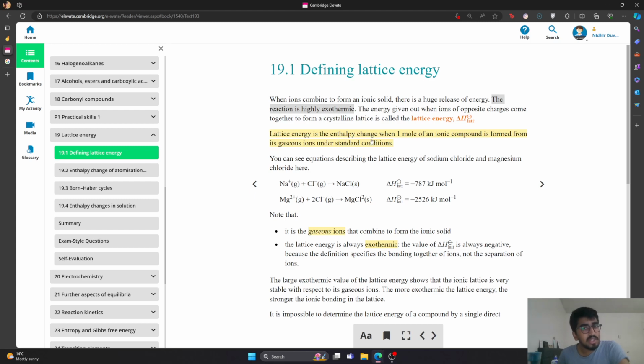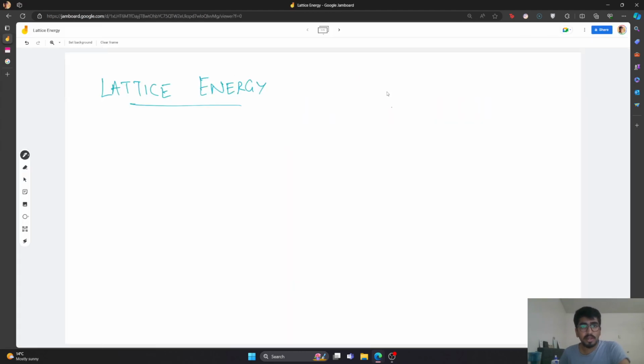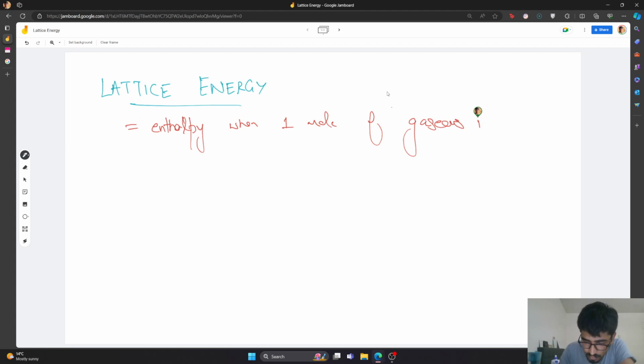So lattice energy is the enthalpy change when 1 mole of an ionic compound is formed from its gaseous ions under standard conditions. Let's write it here because this is the most important thing. Again, standard conditions in enthalpy or energy, we always talk about this. So this is the enthalpy when 1 mole of gaseous ions form an ionic solid under standard conditions, right? This is all standard wording.